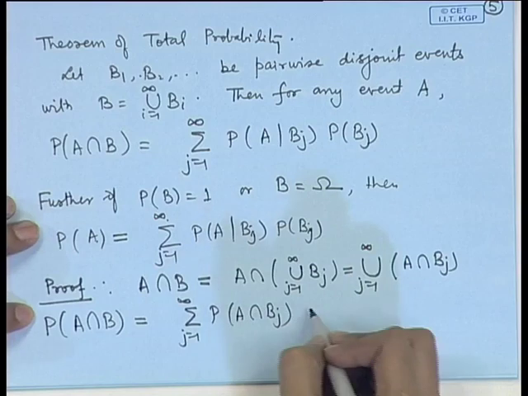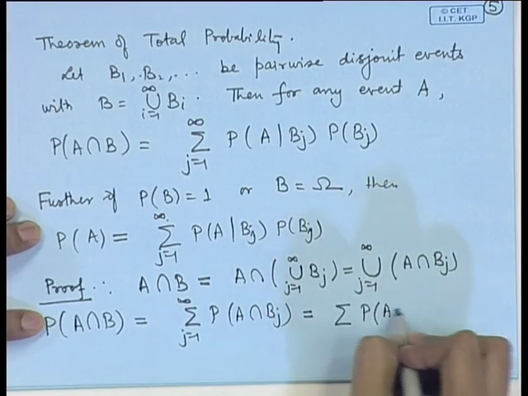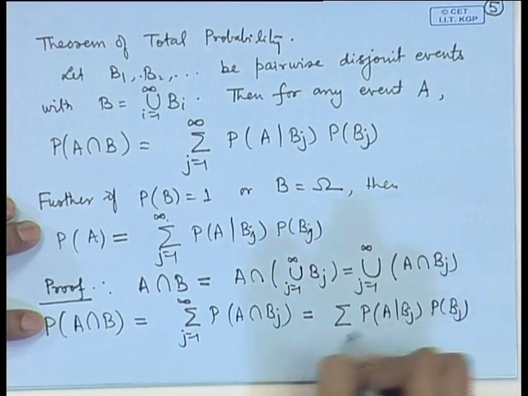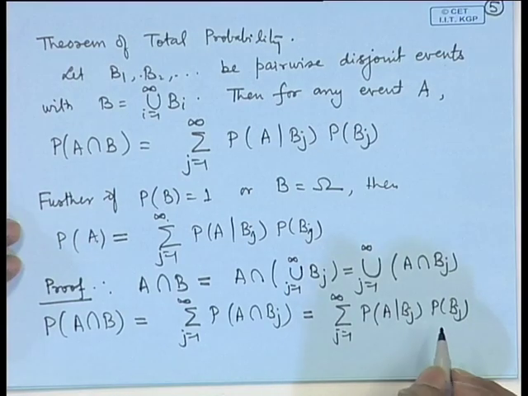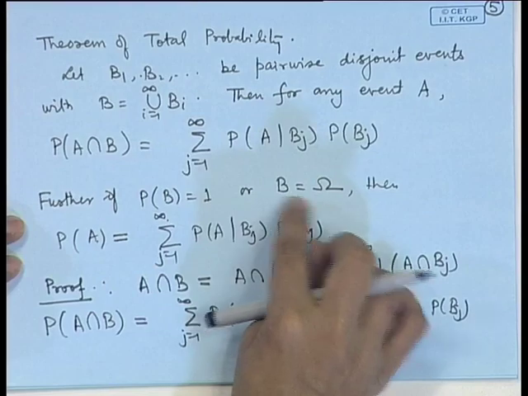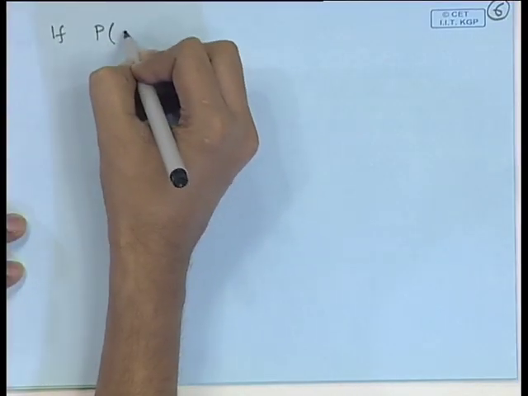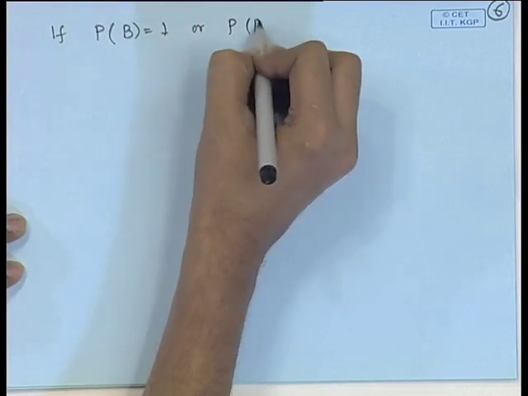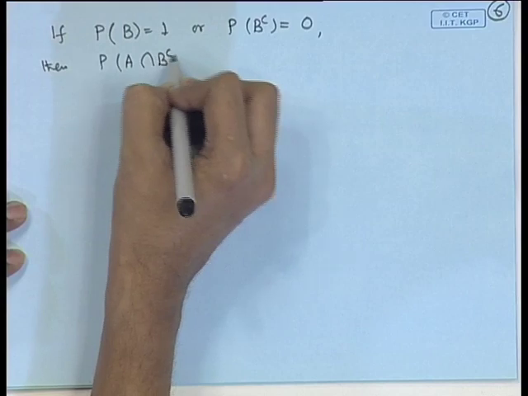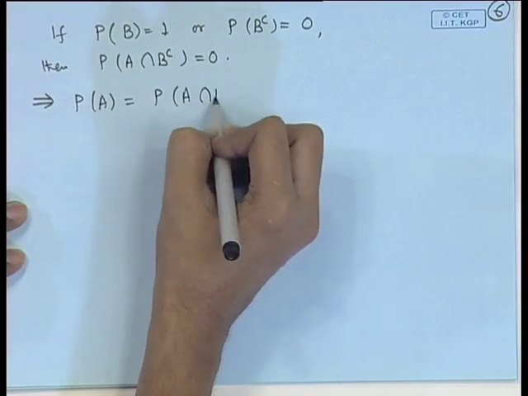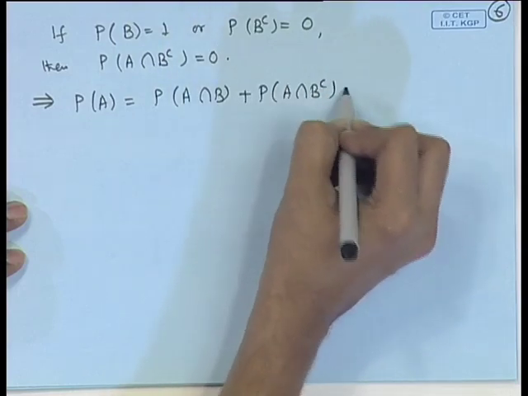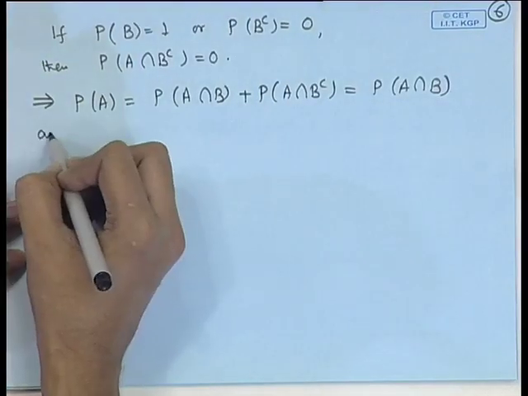Now, by applying the multiplication rule on this simultaneous probability, this becomes probability of A given B j into probability of B j, which is actually the statement of the theorem of total probability. Now, we look at the case where probability of B is 1 or B is omega. If probability of B is equal to 1 or probability of B complement is equal to 0, then probability of A intersection B complement is 0, and therefore, probability of A can be written as probability of A intersection B plus probability of A intersection B complement, which is probability of A intersection B, and so the statement follows.